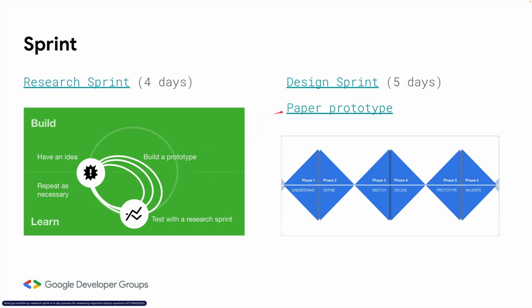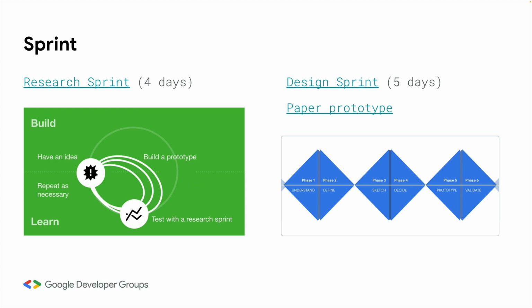Then the other sprint process that Google uses is called a design sprint, and this is more around the visual design of the screens. Their steps are: you understand what you want, you define what you want, you sketch out a prototype, make some decisions, and then with your prototype you validate. And that's very similar to building a prototype. The goal here is to figure out the design of your app. The goal here is to figure out what the app does and what the app's value proposition is.